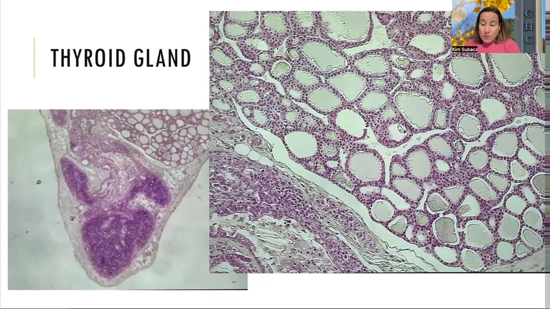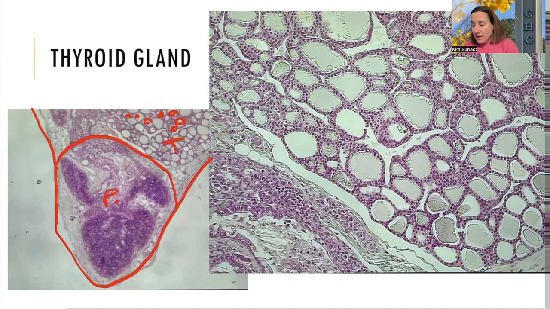We can see both of those in the slide when you are zoomed out on the scanning power. Here's the whole thing. This section right here in purple, this is the parathyroid. And then if you can make out all these little follicles over here, all of this is thyroid. So parathyroid, thyroid over here.